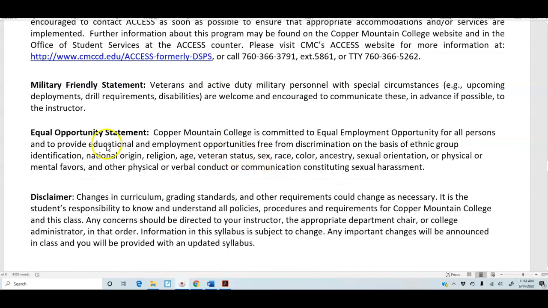Okay, equal opportunity statement. Copper Mountain College is committed to equal employment opportunity for all persons and to provide educational and employment opportunities free from discrimination on the basis of ethnic group identification, national origin, religion, age, veteran status, sex, race, color, ancestry, sexual orientation, or physical or mental disability, and other physical or verbal conduct or communication constituting sexual harassment.